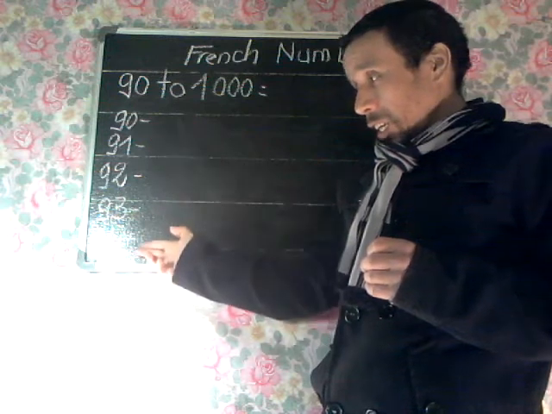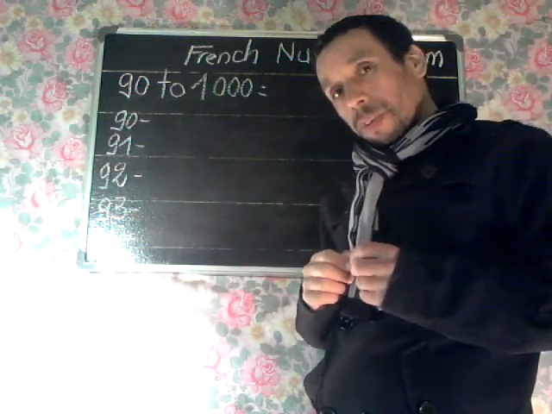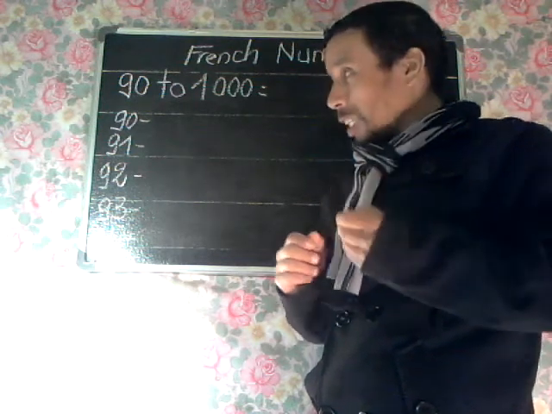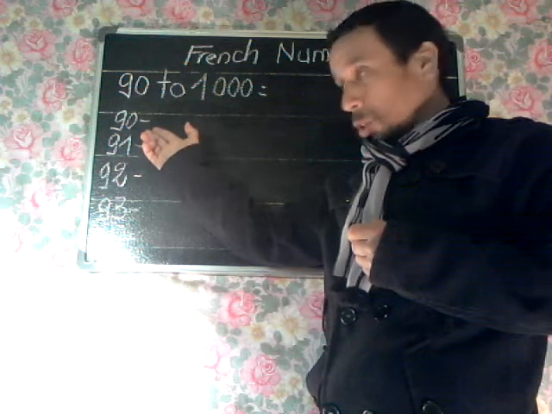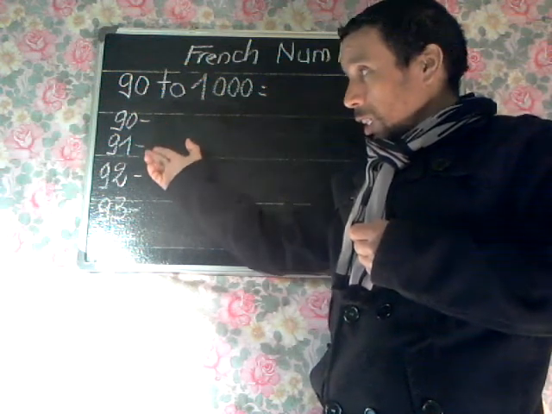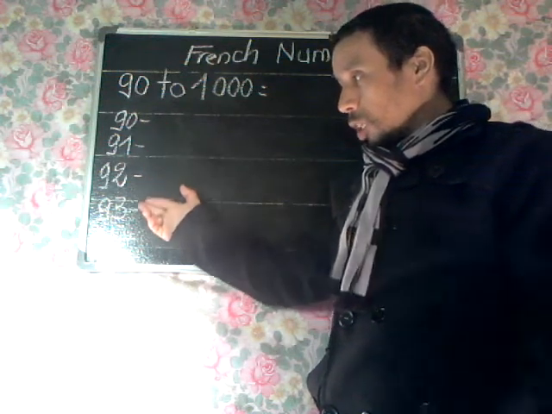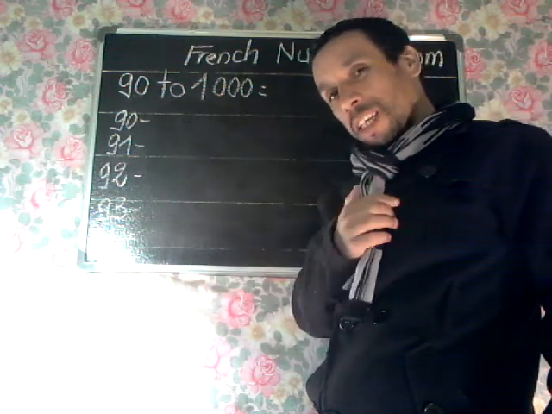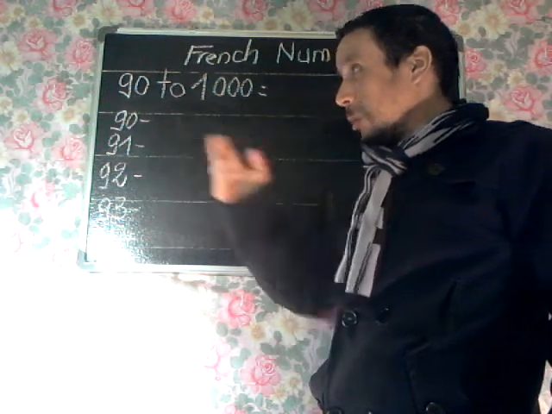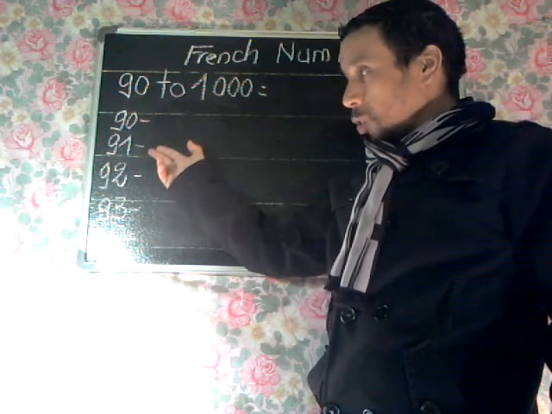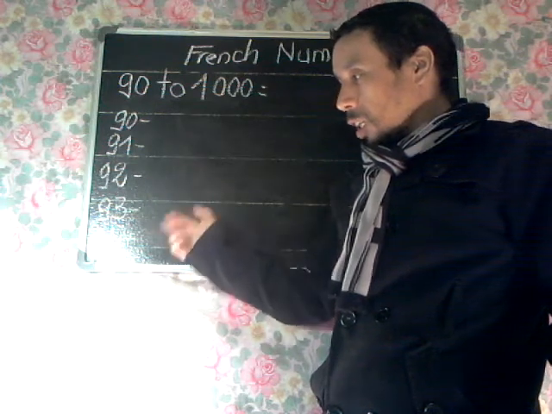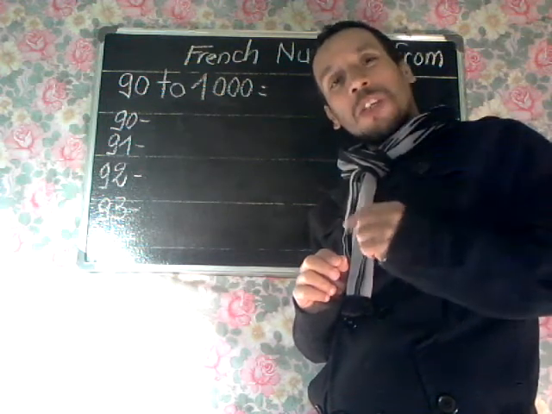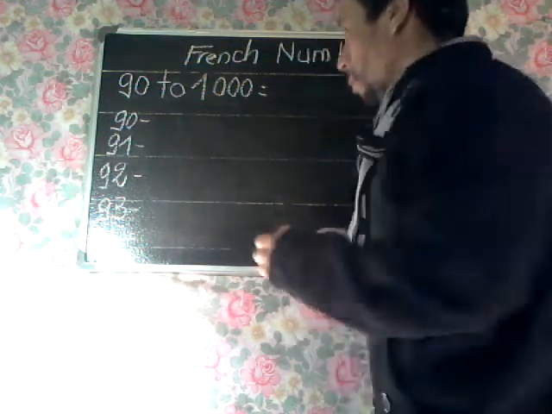From 90 to 94. Now I'll pronounce them as simple numbers: 90, 91, 92, 93, 94. I repeat again, vocalizing them: 90, 91, 92, 93, 94. Now I'll write them in characters in the French alphabet.